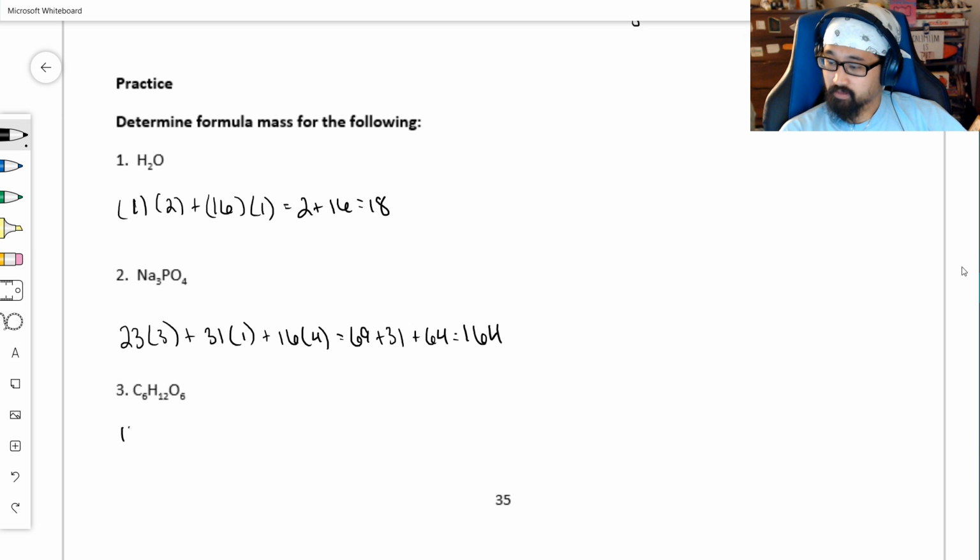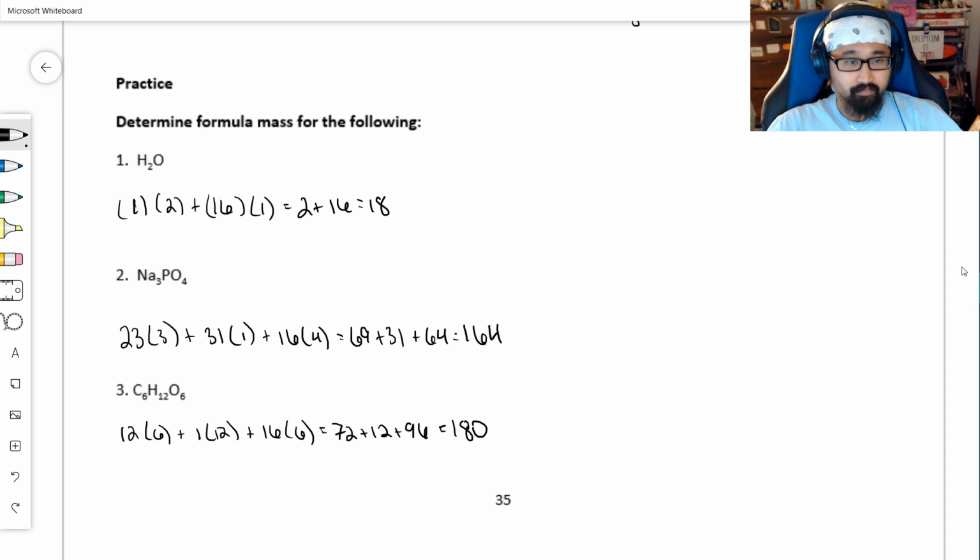Finally, the mass of carbon is 12 times 6 of them. The mass of hydrogen is 1 times 12 of them. The mass of oxygen is 16 times 6 of them, which is 72 plus 12 plus 96. And that gives us a grand total of 180. I think the harder part here is making sure to remember how to count, right? If you have parentheses and a subscript, distribute first, then you can do your counting.